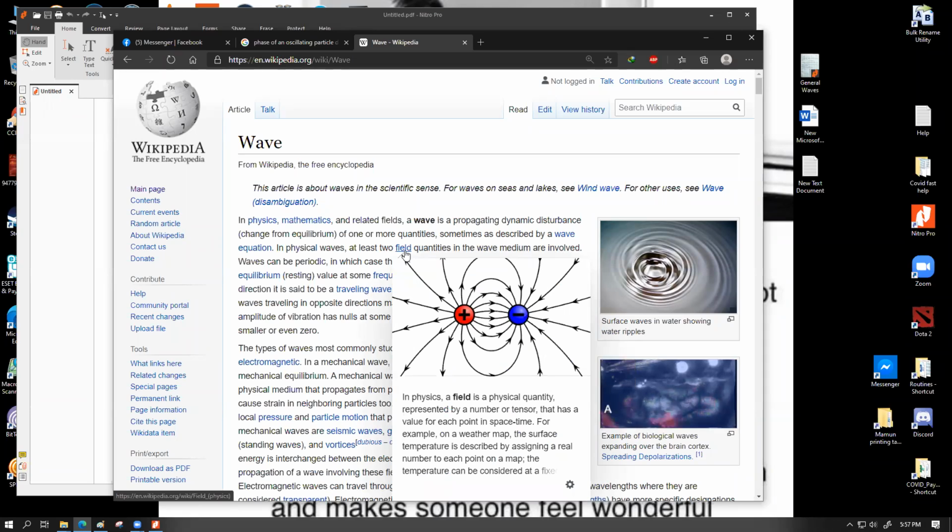Waves can be of two types. One is mechanical wave, and another is electromagnetic waves. Electromagnetic waves do not require a medium for propagation, whereas mechanical waves do require a medium for propagation. For example, the most common example, sound waves are mechanical waves. They require a physical medium, solid, liquid, or gas. But electromagnetic waves do not require any medium. They can travel without the presence of a medium.